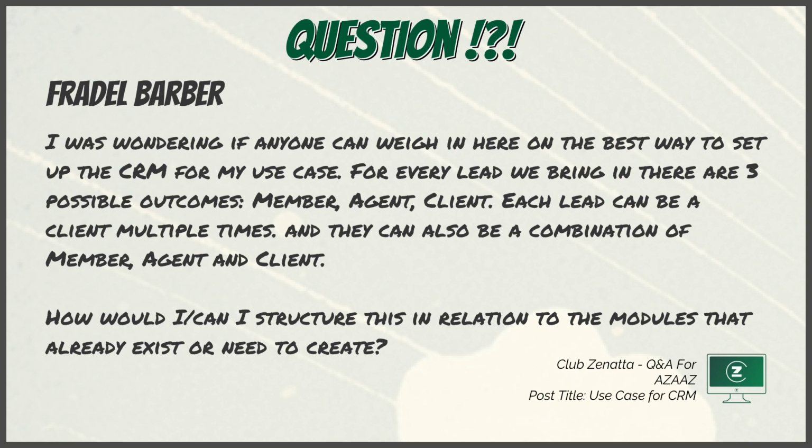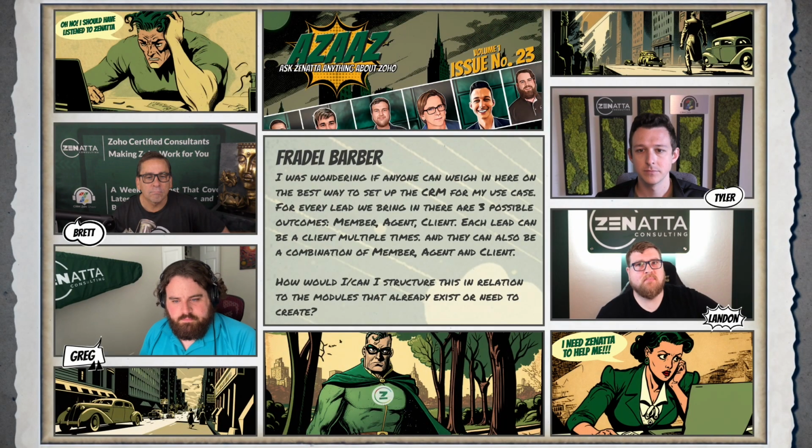All right. Anyway, this one is a post that Fredo Barber said, use case for CRM. "I was wondering if anyone can weigh in here on the best way to set up the CRM for my use case. For every lead we bring in, there are 3 possible outcomes: member, agent, client. Each lead can be a client multiple times, and they can also be a combination of member, agent, and client. How would I, or can I, structure this in relation to the modules that already exist, or do I need to create new ones?" So for this, I would say your best bet, especially because there's multiple instances.